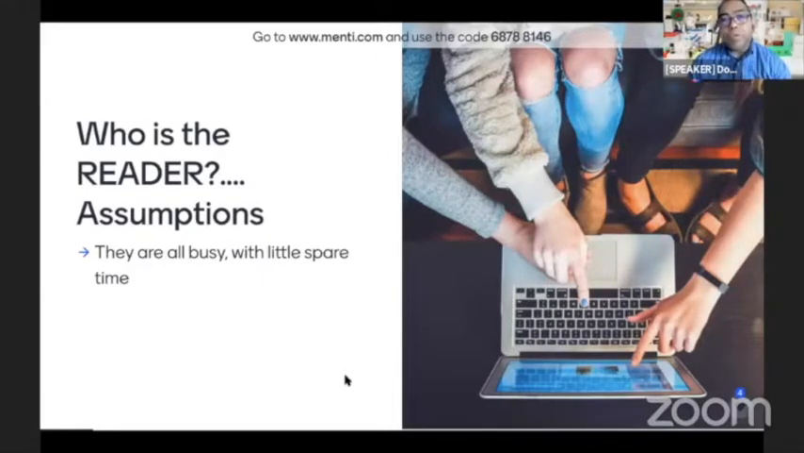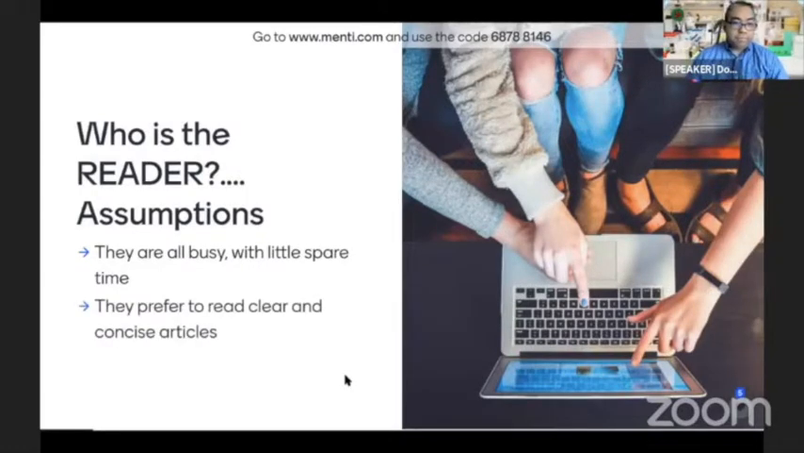Tungkol saan ba itong paper na to? Tungkol saan ba itong research na to? Ano yung ginawa mo? Okay? So, you should be direct to the point. Wala nang paligoy-ligoy pa. Okay? They prefer to read clear and concise articles. Okay? So, direct to the point, clearly stated, and you should have a logical flow.